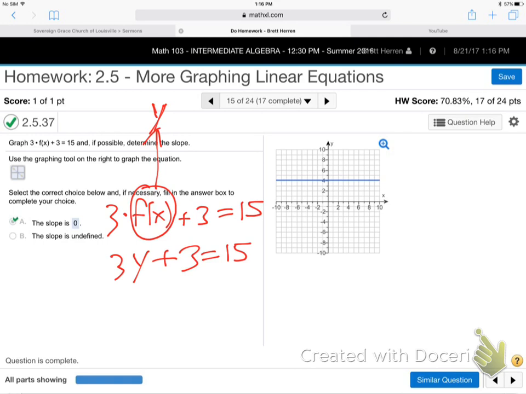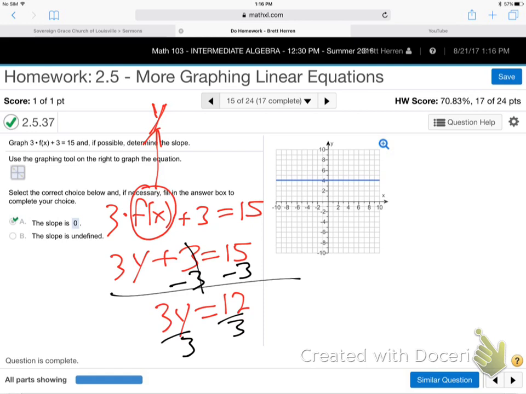Let's finish. Let's solve for y. So how do you solve for y? Subtract 3 from both sides. And we get 3y is 12. Last step. Divide by 3. Y is 4. So then here's the y-axis. You just put a line. That's why that is the correct answer. You just put a line through the y-axis at 4.